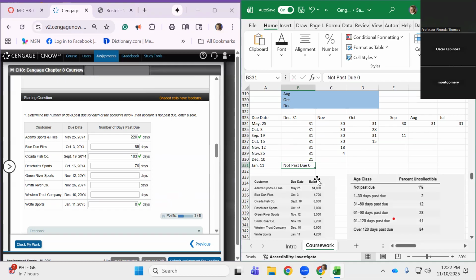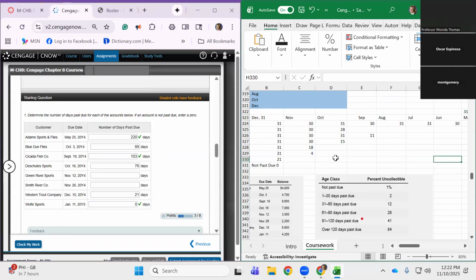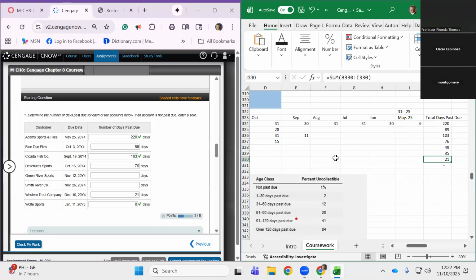So now let me fill in the rest of these days. We got 21 days, and then my others are over here at the side. Okay, and then Wolf Sports is not past due at all. So I got 35 and 21. I got 49, 35, 21.